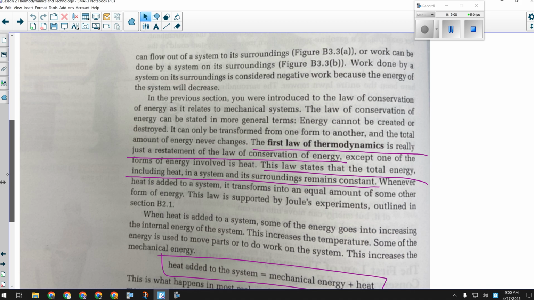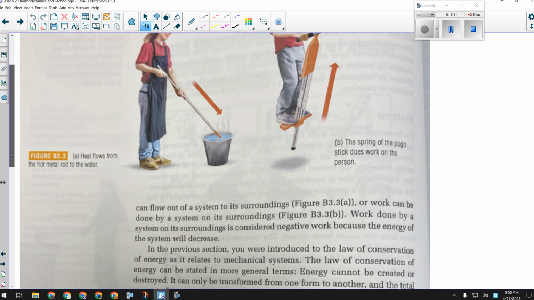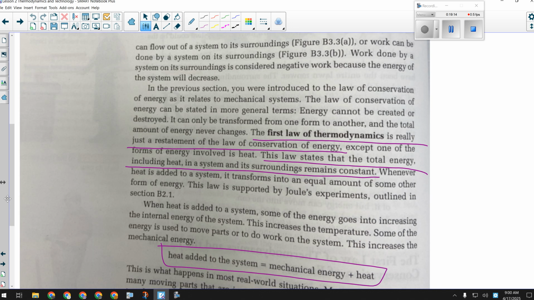Okay, here's where that textbook made a mistake. Heat is not a form of energy. That should say thermal energy. Heat is a transfer of energy. As soon as we say including heat, we're talking about it losing the energy. It's going somewhere else.